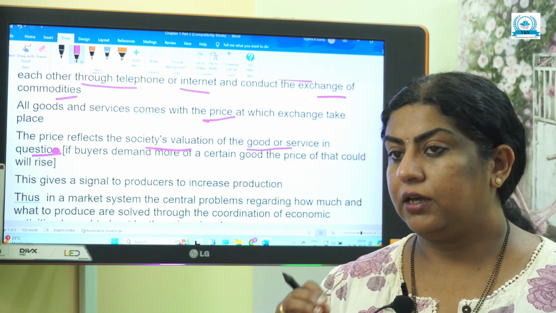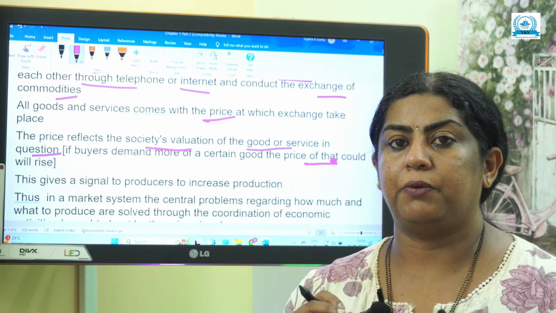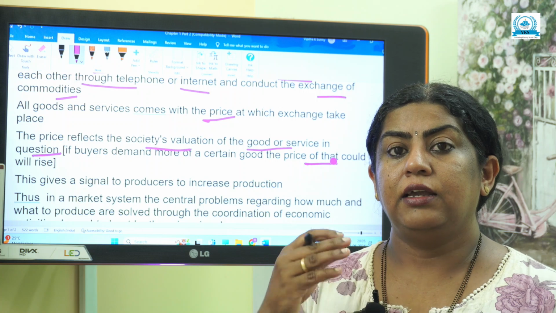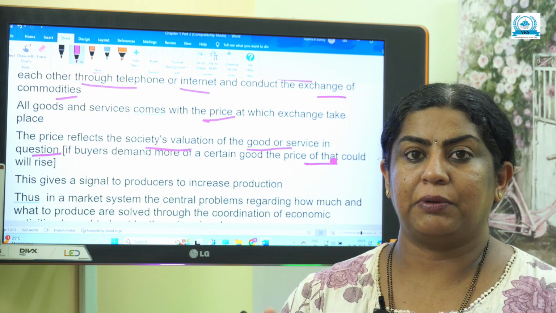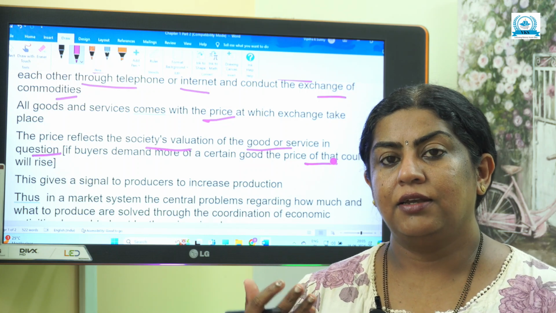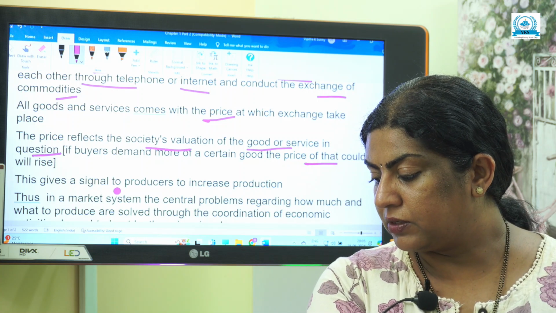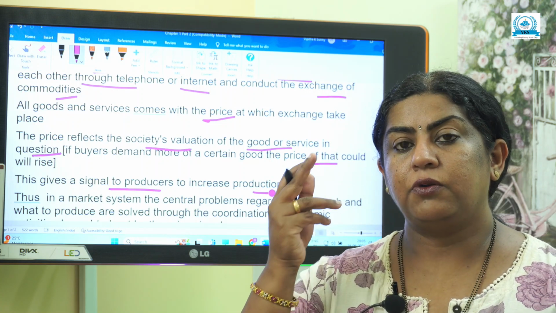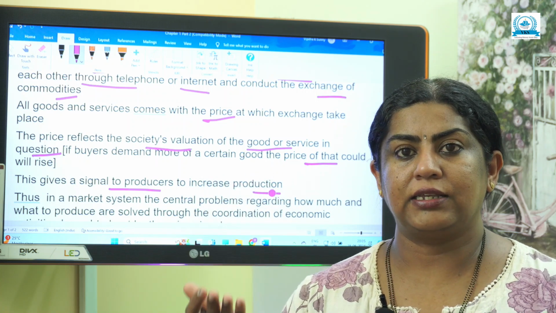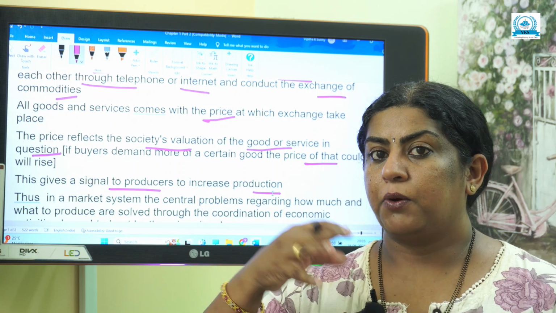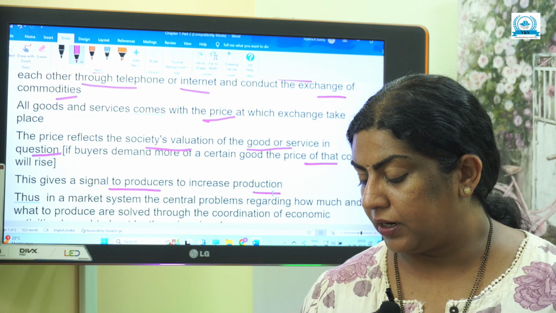That is, if a buyer demands more of a certain good, the price of that good will rise. For example, if one particular thing is in high demand, its price will increase because the seller knows that demand is there. So the price will increase if the demand is more. This gives a signal to the producer to increase production. So when the producer knows that demand is more, that is a signal. So now the producer has to increase the production, and when demand is more, the producer increases the production, the seller increases the price. So all these are connected.